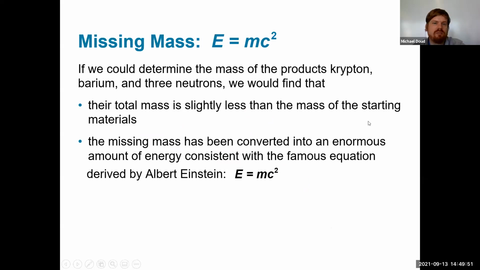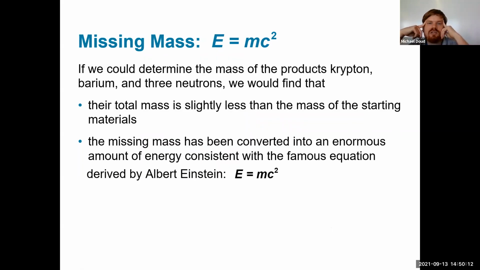Again, I'm not going to ask you to balance these equations. Now, one thing that happens is if you added up all the mass of the products, krypton, barium, and the 3 neutrons, it turns out that the product mass is actually less than the starting mass for the uranium-235 and the neutron. So what happened to the missing mass? It's a very small amount of mass that's missing, but it's truly gone.